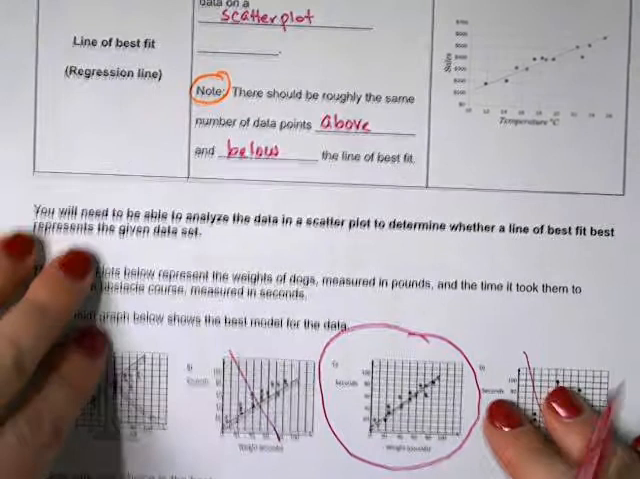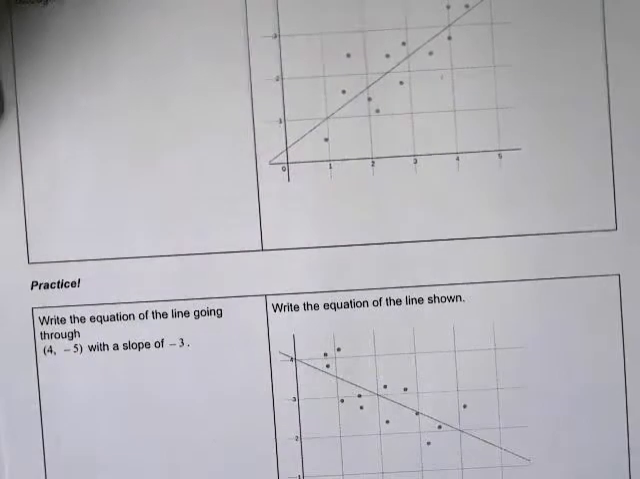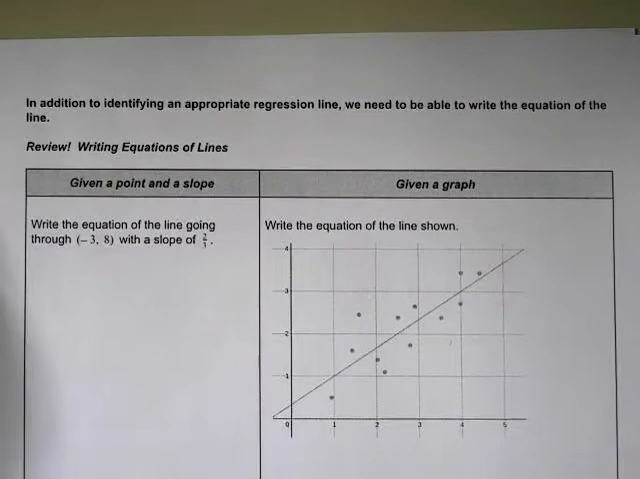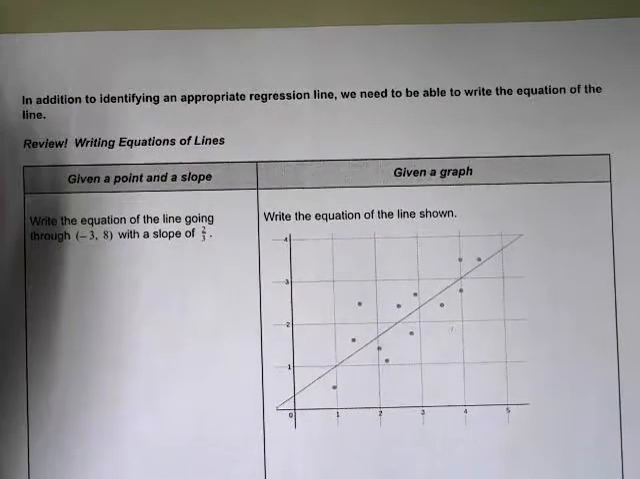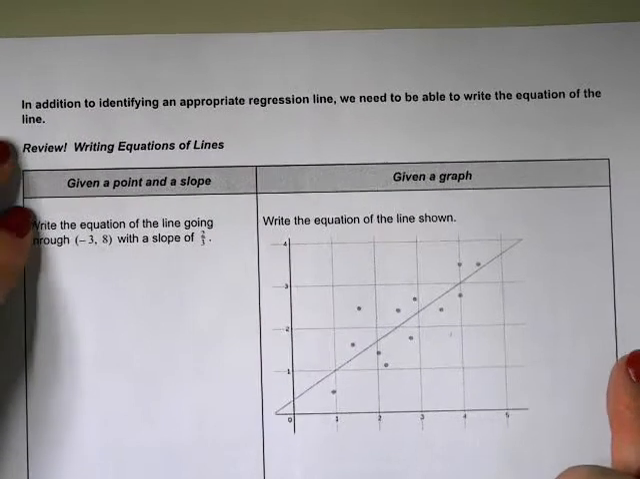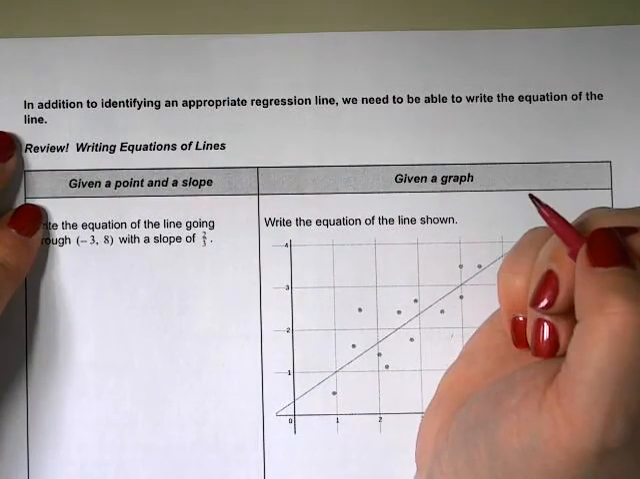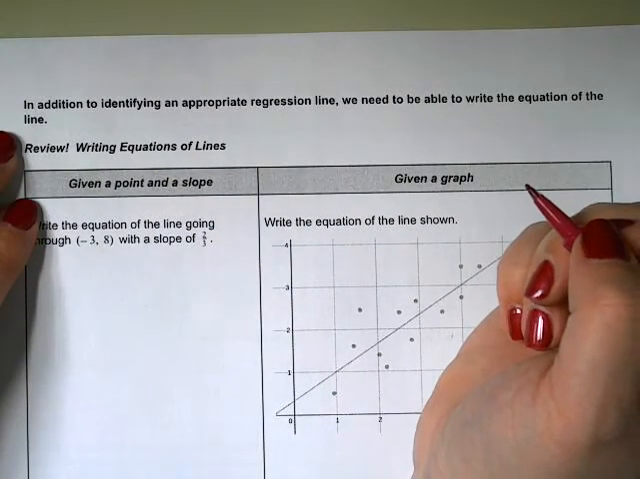All right, moving on to the next part. So, in addition to being able to identify the appropriate regression line, we need to be able to write the equation of the line. So there's a couple things we have to remind ourselves of. The first thing I want to remind you guys of is we've got two different ways that we can write the equation of a line, or two different forms that we can write.